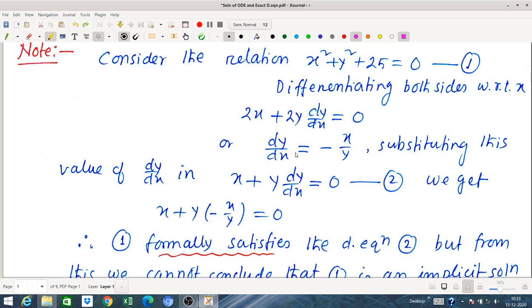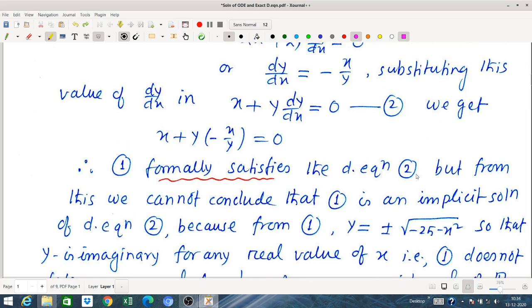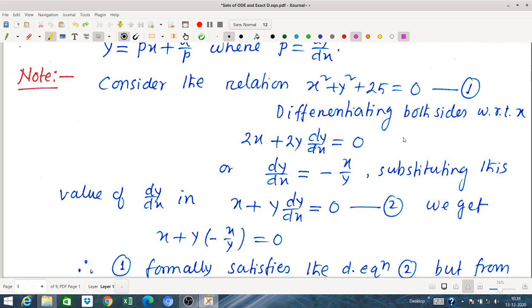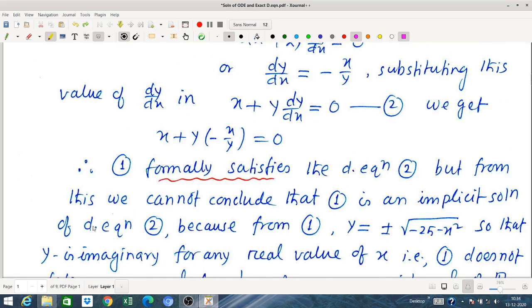Here also you can just cross-multiply and change sides. We are getting this. Still I have shown it like that. The value of dy by dx obtained from number 1, substituting in this differential equation, we have got 0, which means this relation satisfies the differential equation number 2, or differential equation number 2 can be obtained from relation 1. Therefore, by our definition, relation number 1 is a solution of this differential equation 2. So formally it satisfies differential equation 2, but from this we cannot conclude that relation number 1 is an implicit solution of differential equation number 2.